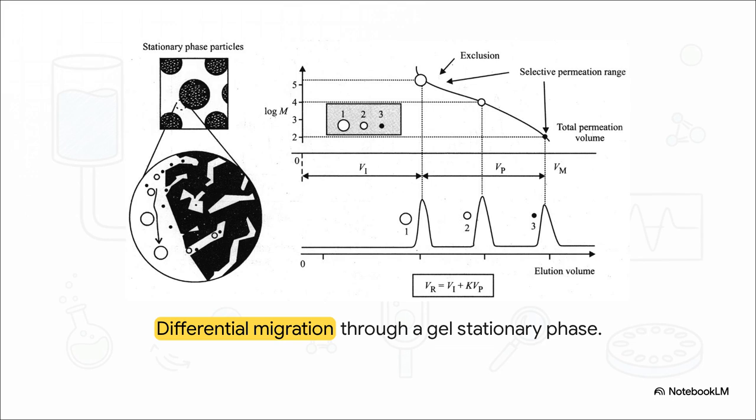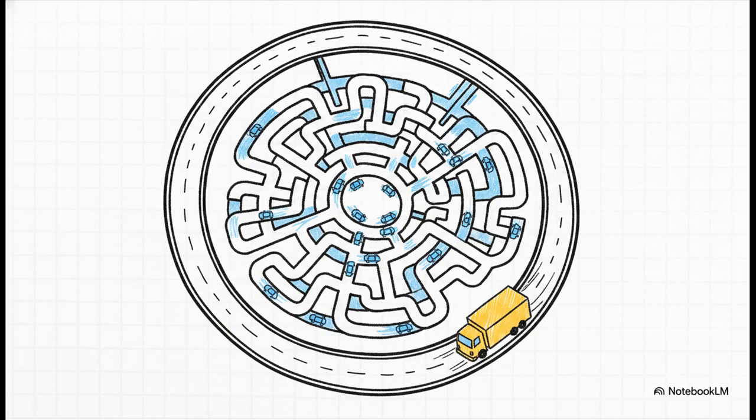Moving on to part 2, the traffic network analogy, visualizing the mechanics of separation. The mechanism here is brilliant. In SEC, the stationary phase is filled with pores of varying sizes. The biggest molecules are completely excluded from the pores. They just bypass them entirely. Meanwhile, the smaller molecules are small enough to penetrate deeply into that labyrinth of pores. To put that into perspective, imagine the molecules are vehicles and the pores are a city's traffic network.